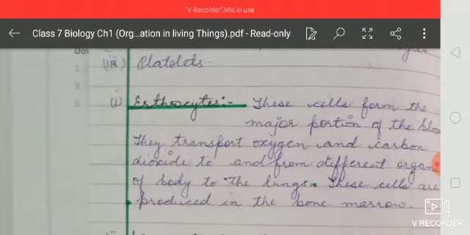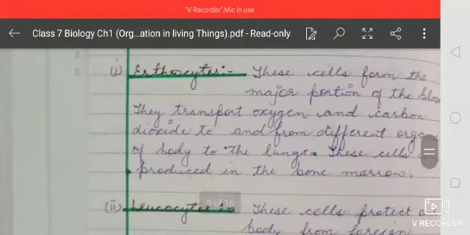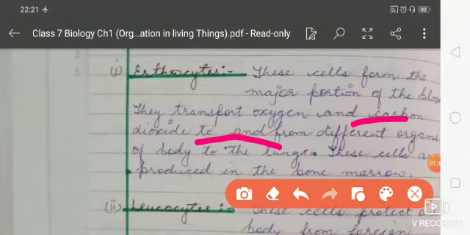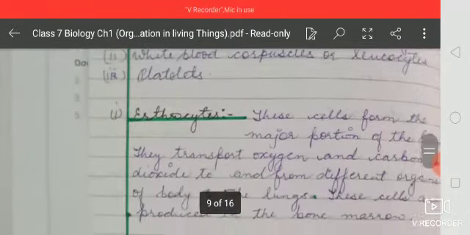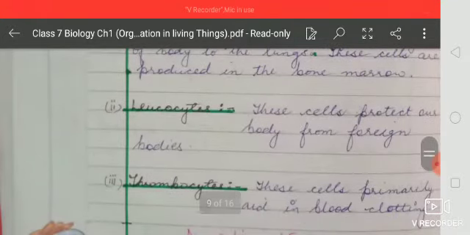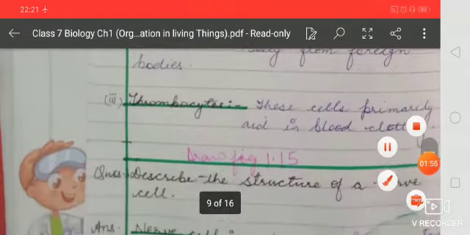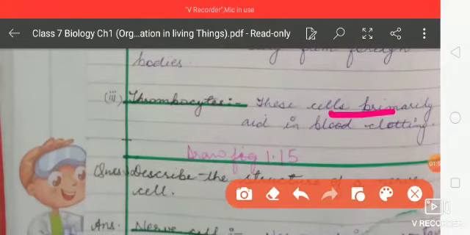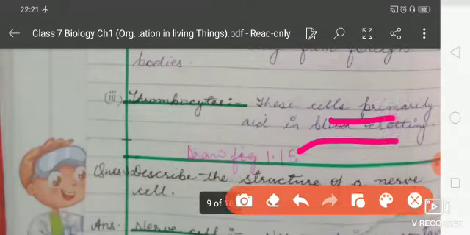The first one is erythrocytes. These cells form the major portion of the blood and they transport oxygen and carbon dioxide to and from different organs of the body to the lungs, and these cells are produced in the bone marrow. So erythrocytes are produced in bone marrow. The second one is leukocytes. These cells protect our body from foreign bodies, and they are also known as WBC. And thrombocytes, these cells are primarily found in blood clotting. Their function is in blood clotting.